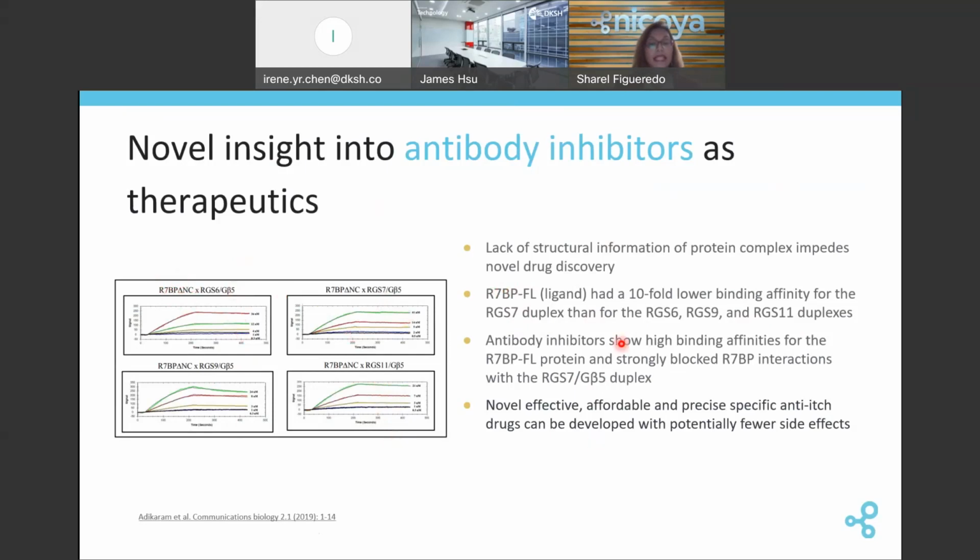However, when they tested antibody inhibitors, they were able to identify that R7BP, the full-length form of the protein, was blocked when they identified an antibody inhibitor, suggesting that novel, effective, affordable, and precise anti-itch drugs could be developed with potentially fewer side effects.